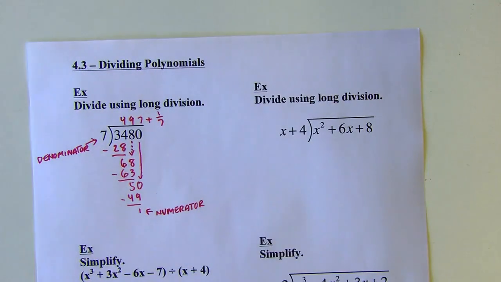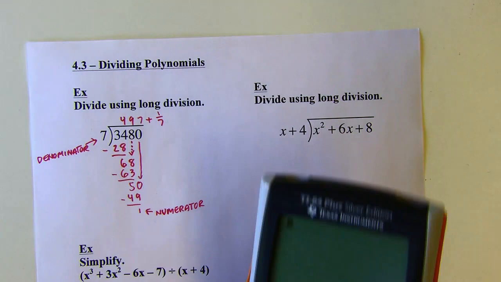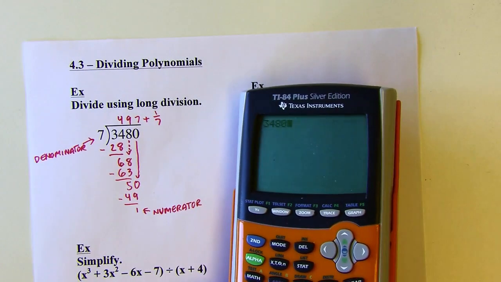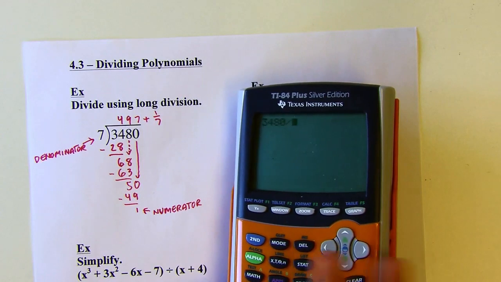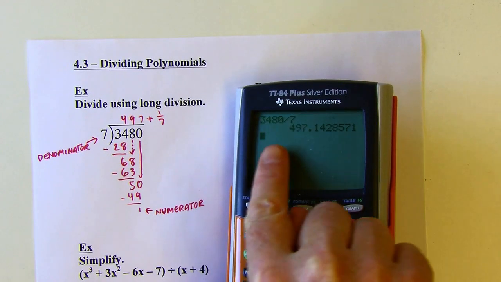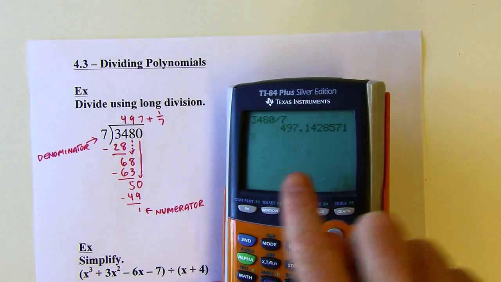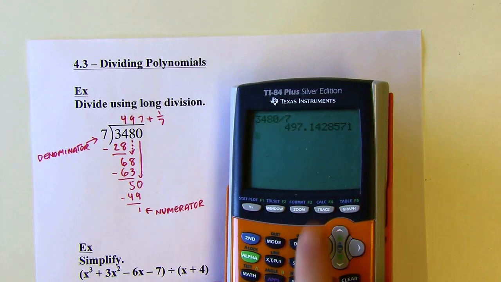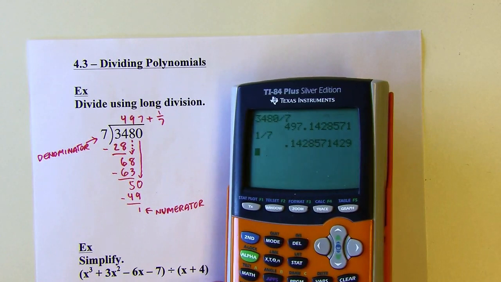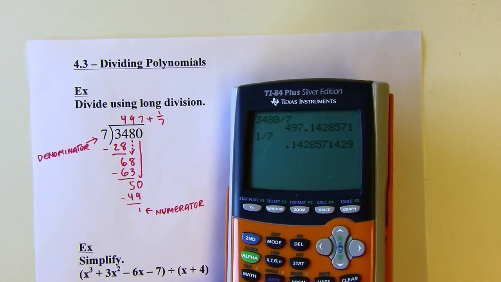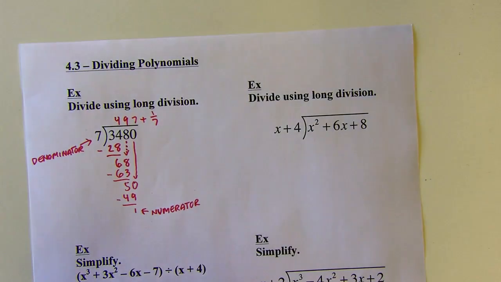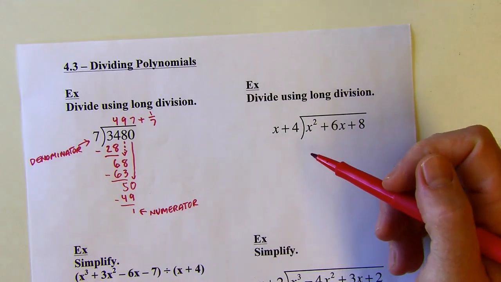Okay, and I know you probably wouldn't do this division like this by hand, but you could if you did this with a calculator. We're going to get that. And so it's 497, just like we got. And the decimal part is 1/7. So if you do 1 divided by 7, you can see, oh, that's the same as that decimal part, right? Okay. All right, so let's try this with long division.